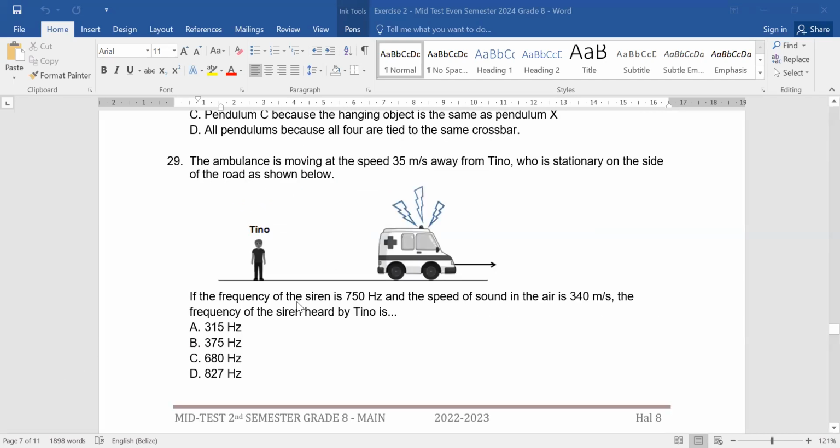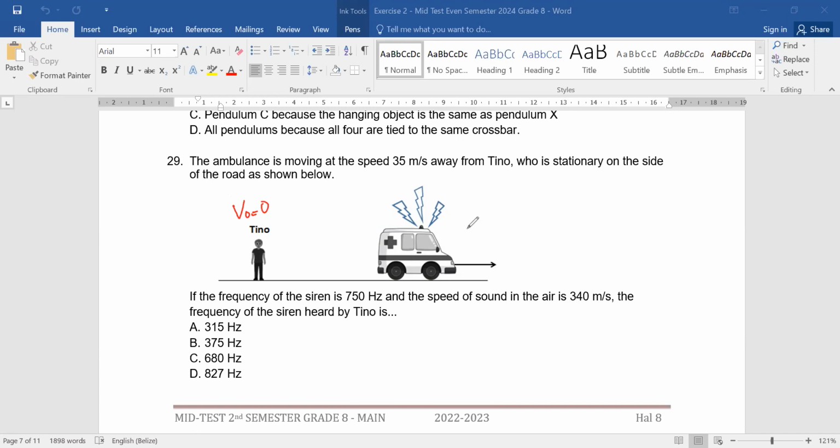Okay, the next one is question number 29. It's about the Doppler effect, right? The ambulance is moving at a speed of 35 meters away from Tino, where Vino was stationary on the side of the route. So Tino is the observer, and the velocity or the speed of the observer, Tino here, is 0 because he stopped, right?